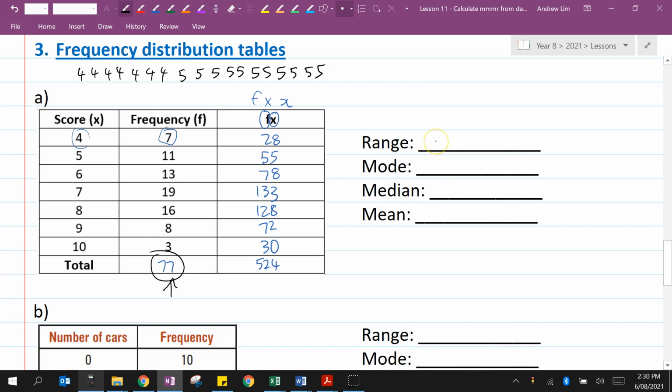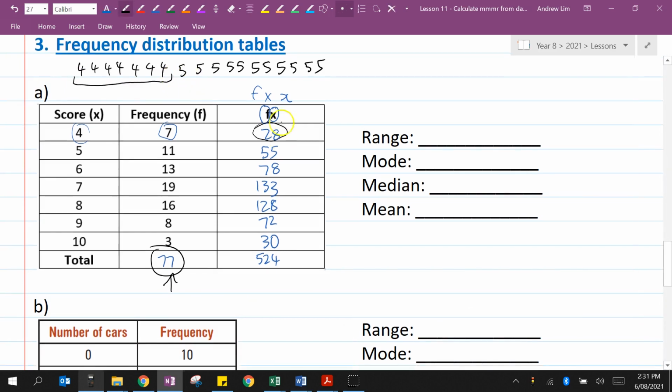So instead of doing that, we're using this frequency table. And so this fx here, frequency times the score, says that when I add these numbers together, technically it's just 7 times 4 because there are 7 fours. If I were to do this bit here, technically it's just 11 times 5 because there are 11 fives. So that's 55. So this way it just makes it a lot easier rather than adding 77 individual numbers together on a calculator. That's going to take forever.